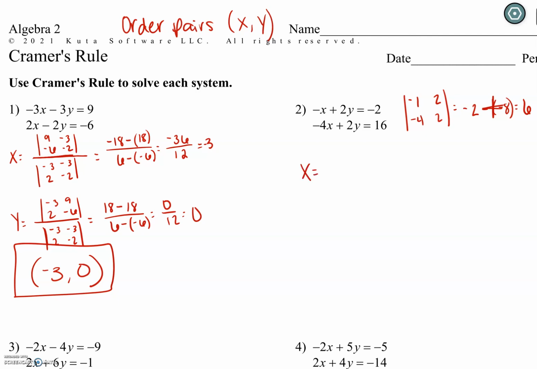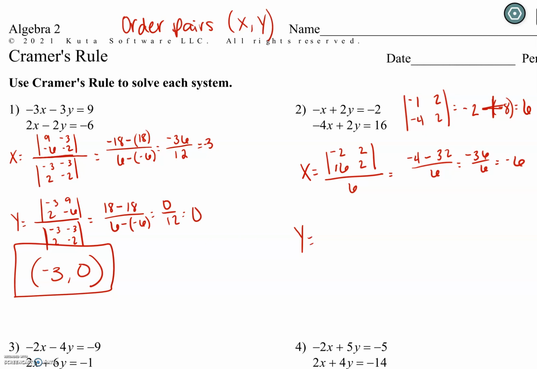All right. So now I'm going to take the determinant of the y coefficients and then our constant. So -2, +2, 16, +2, over 6. -2 times 2 would be -4, minus 16 times 2, which would be 32, over 6. -4 minus 32 would be -36, over 6, which would be -6.